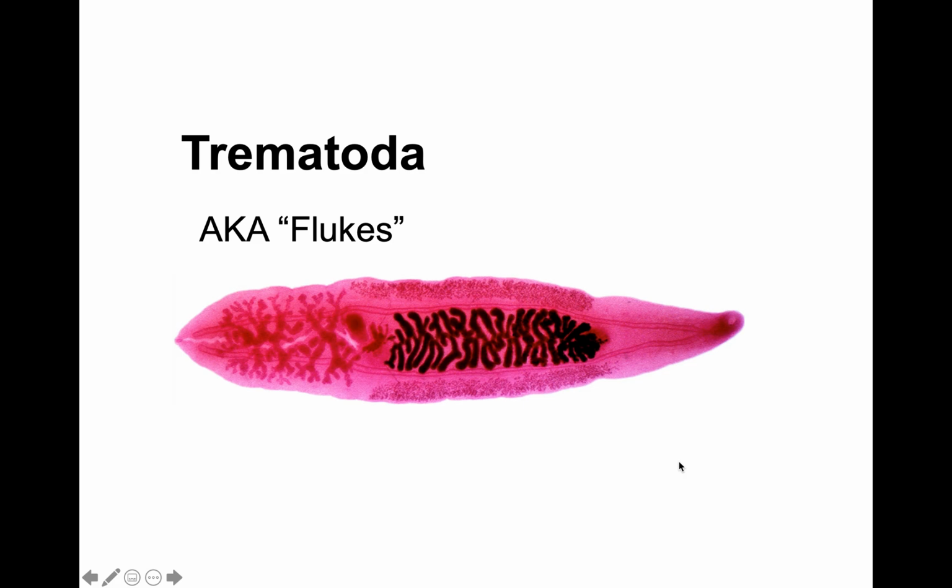Today we are going to learn about trematodes, also known as flukes. From the name you can get the idea that it's like a pipe, so it's flukes. And this is a picture showing a fluke. You can see it's flat, it's long, and inside are some structures, organs.